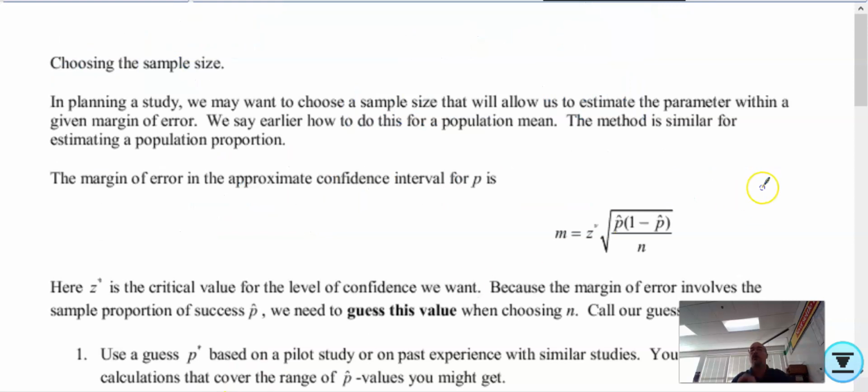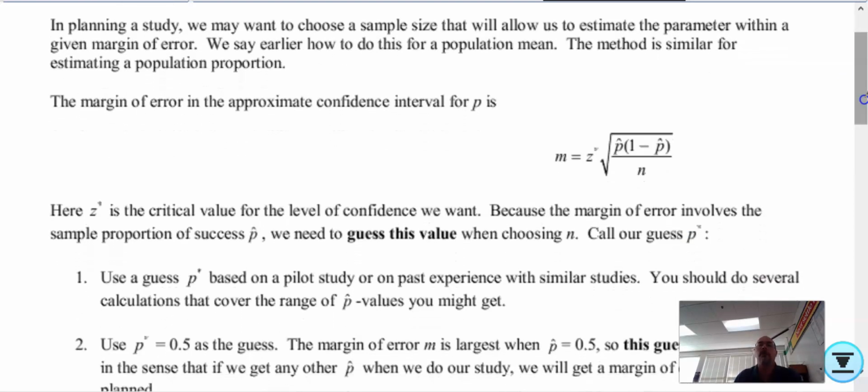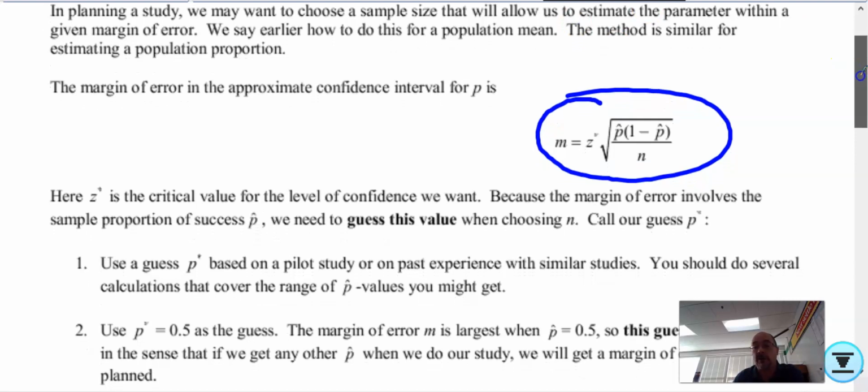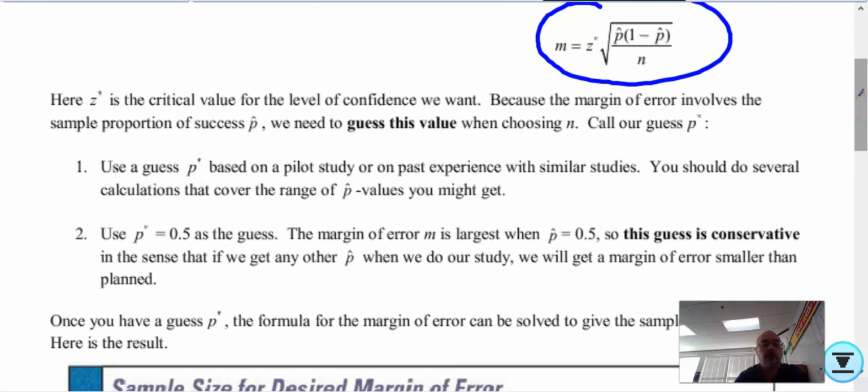What else do we need to be able to do? You also have to be able to find how large of a sample you need if you have a certain margin of error that you want. Here is our formula. I'm going to rewrite that and get the n by itself again. But before we do that, there's something really important you need to know with proportions. Right here.